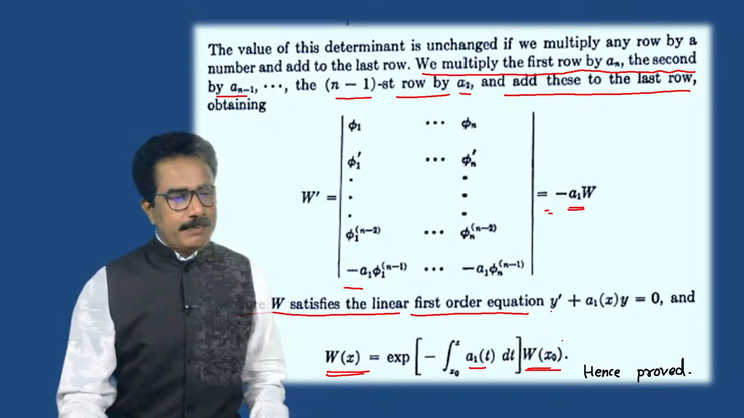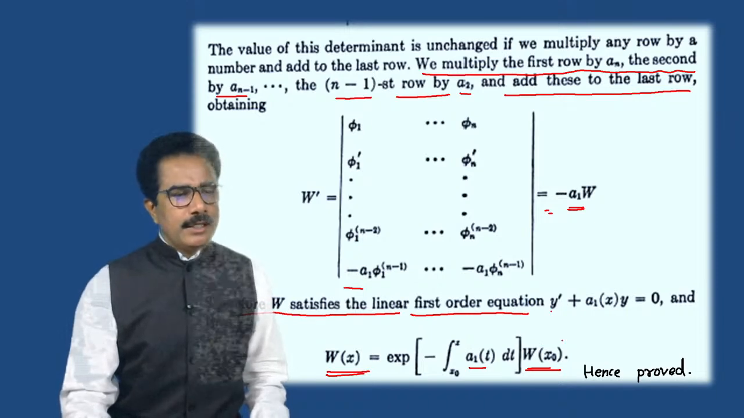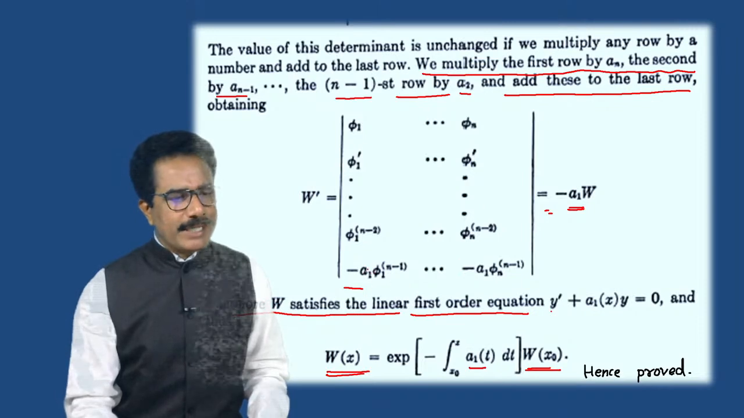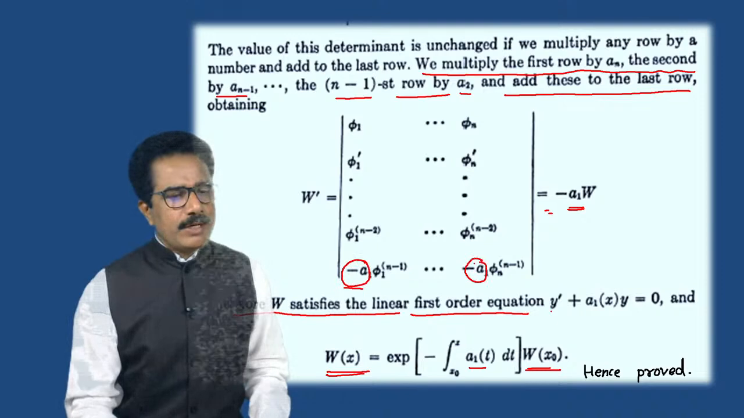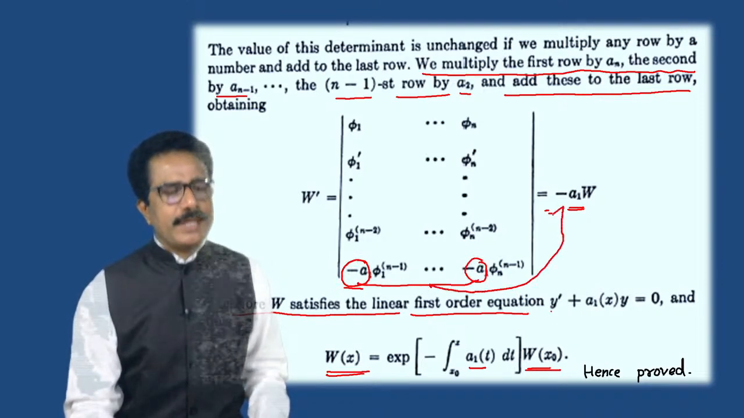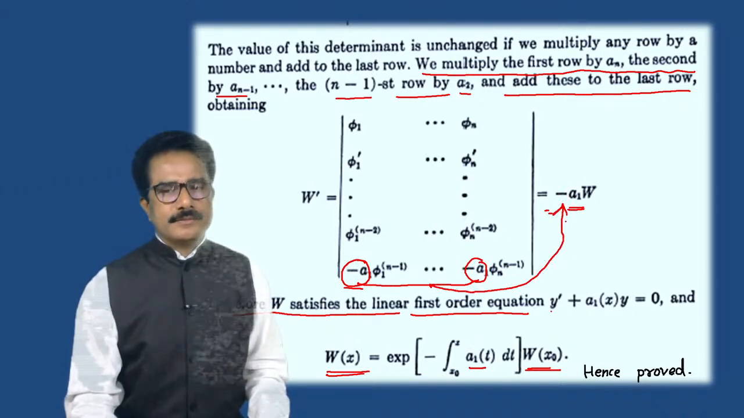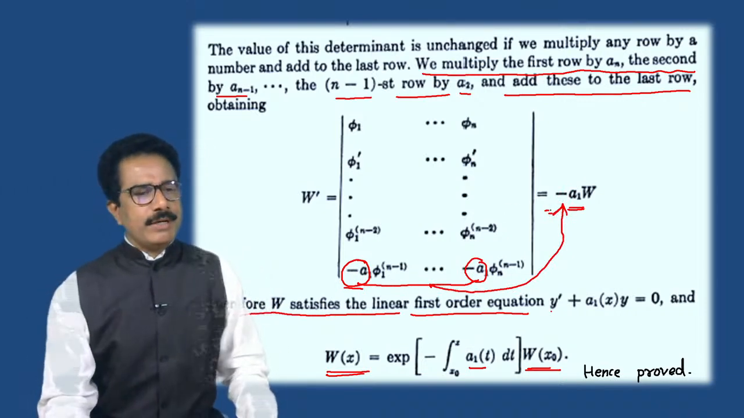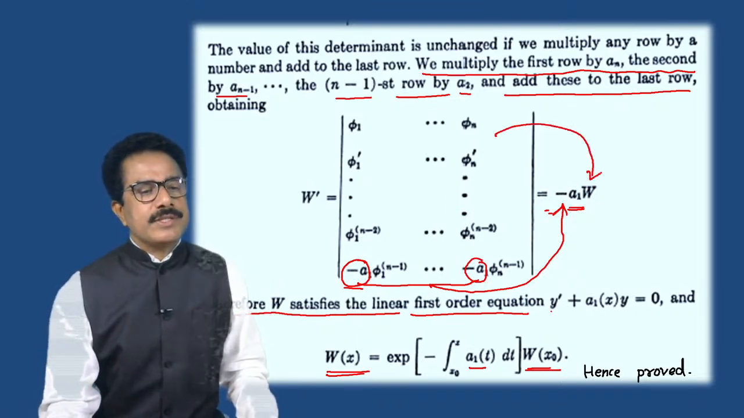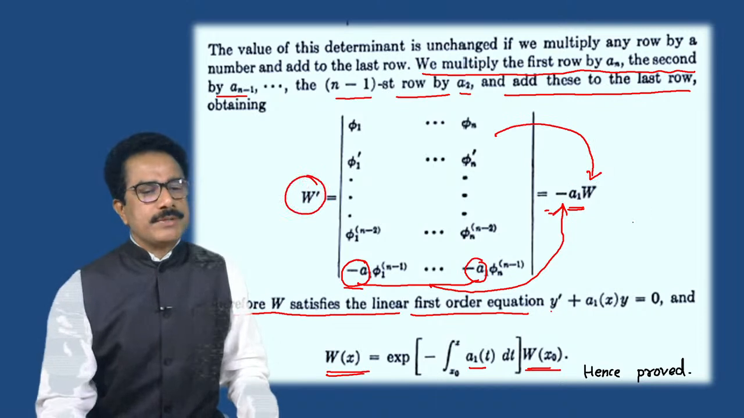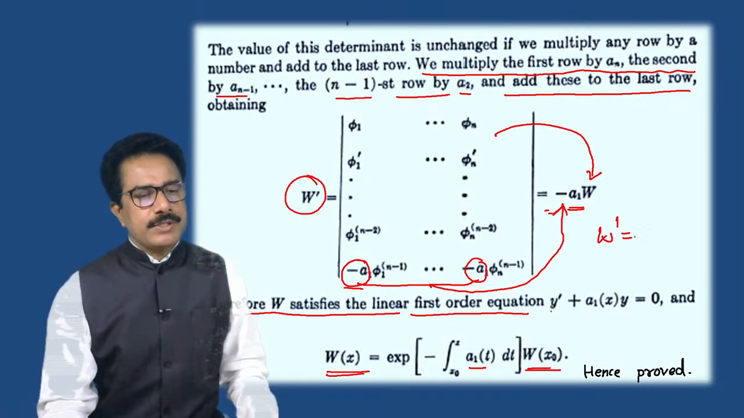ओके, म्हणजे अशा पद्धतीनं हे आपलं इथं प्रूव्ह होतं आणि ही कंडिशन ट्रू होते. इथं A1 कॉमन काढलेला आहे, लक्षात घ्या. If we take the minus A1 common here, then we get the remaining determinant as a Wronskian. So W dash is equal to minus A1 into W.